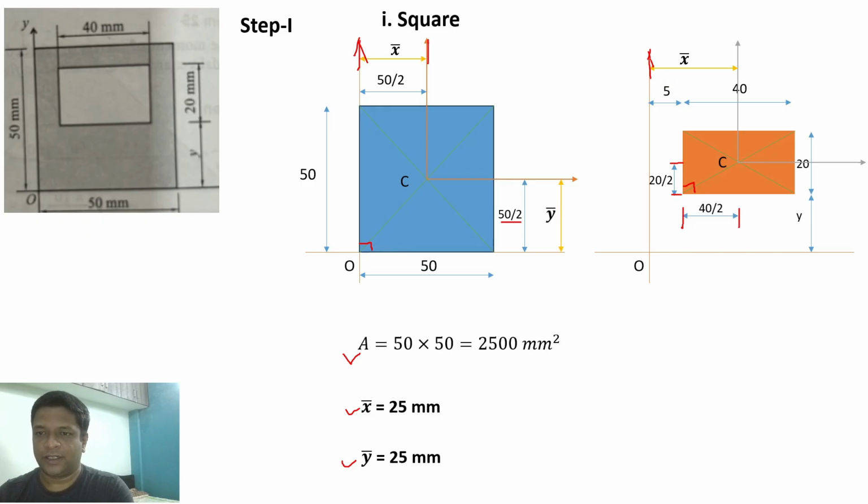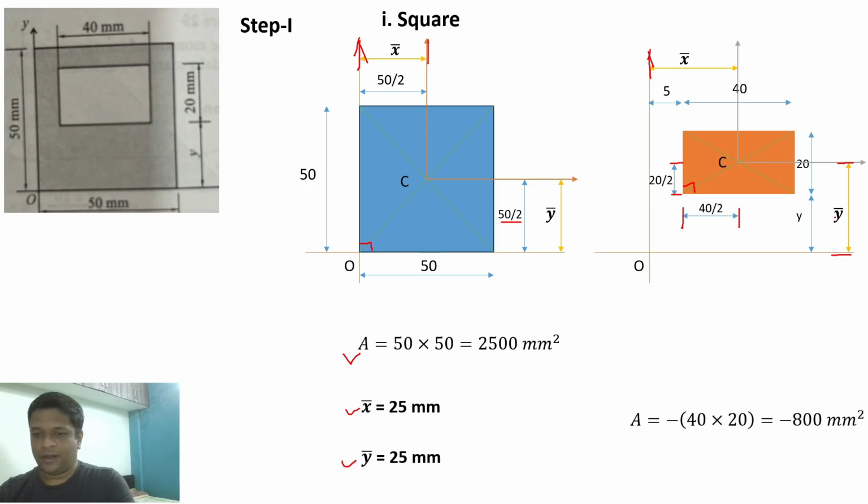So this is the reference axis and this is the centroidal axis. Their horizontal distance is equal to x bar, which is nothing but 5 plus 40 by 2. And what is y bar here? Y bar is the vertical distance between the centroidal horizontal axis and the reference axis. So this is the value of y bar.